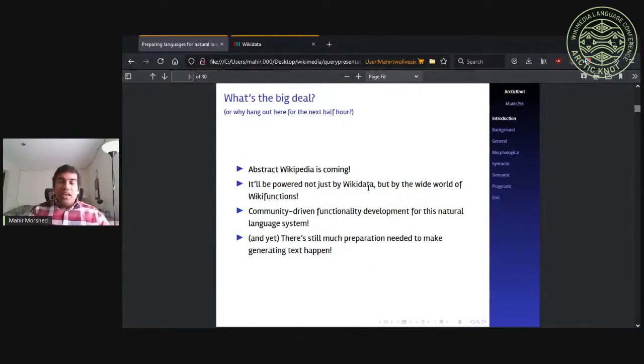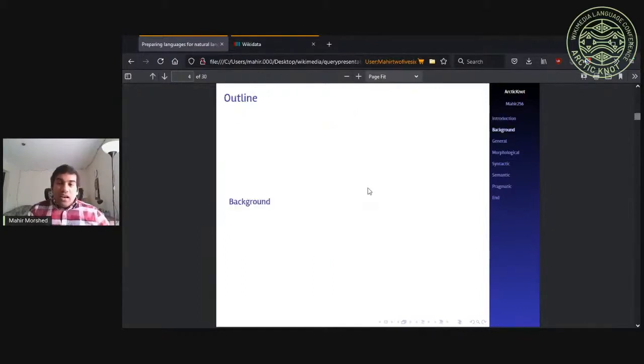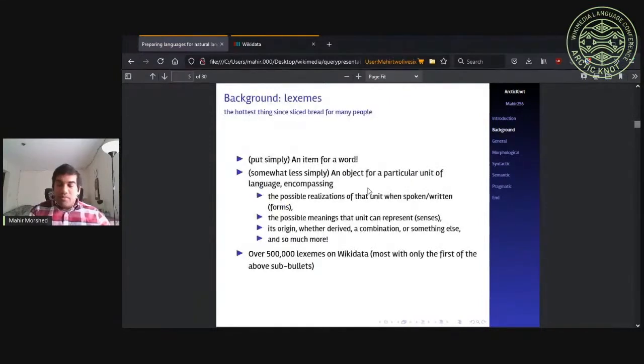manipulating language, essentially. Unfortunately, as it is, there's still a lot of preparation that needs to be done. And of course, it doesn't help that there isn't really a working prototype as far as operating complex functions goes. You can run simple functions at the moment, as far as I've seen recently, but nothing complex enough to be useful in other situations. So again, there's a lot of preparation that needs to be done. I've started going into lexemes and Abstract Wikipedia, but we should talk about what those things are first.